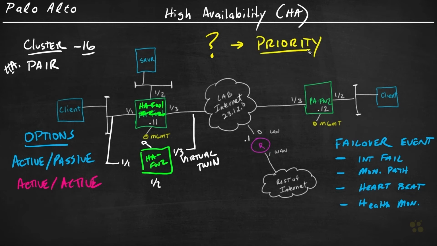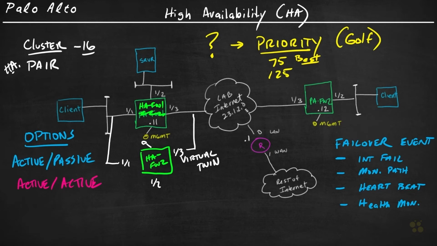And when you think of priority, which is just a number, I'd like you to think of golf. You might say, Keith, why golf? Because in golf, the lower score is a better score. And that's how priority works with HA on the firewalls. So if we have firewall 1 with a priority of 75, and we have firewall 2 with a priority of 125, a lower priority number is considered to be best or better than a higher number.